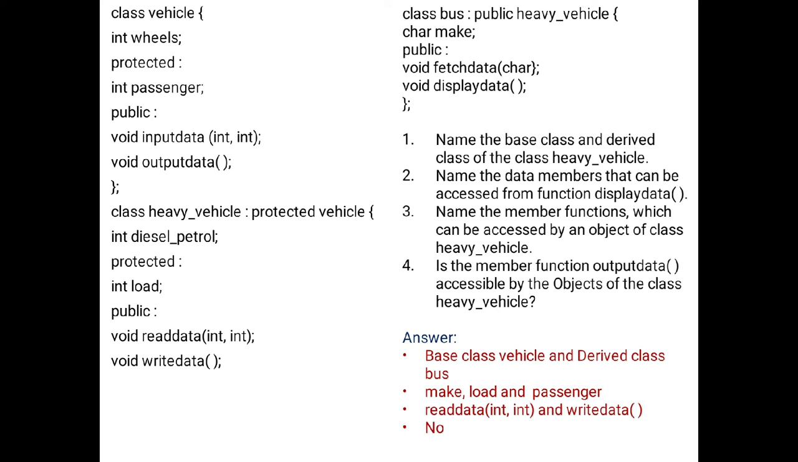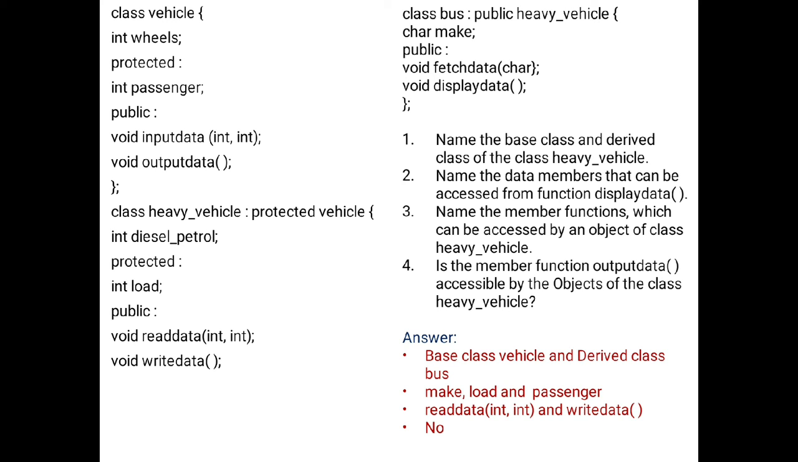But this passenger data member is declared as protected. Keep in mind that the private data members cannot be inherited, that is, they cannot be accessed by the derived class. But the protected data members of the base class can be accessed by the derived class. So in this case, protected is passenger.